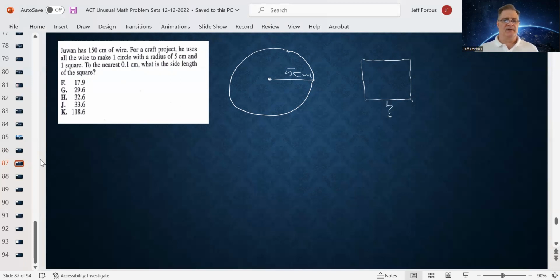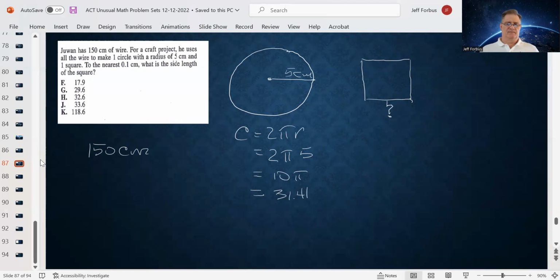So we know you have 150 centimeters of wire total. How much wire is going to be used for the circle? Well, that's just the circumference of the circle. So circumference is 2 pi r, and that's going to be 2 pi times 5, which is 10 pi. Now, 10 pi comes out to be like 31.41.